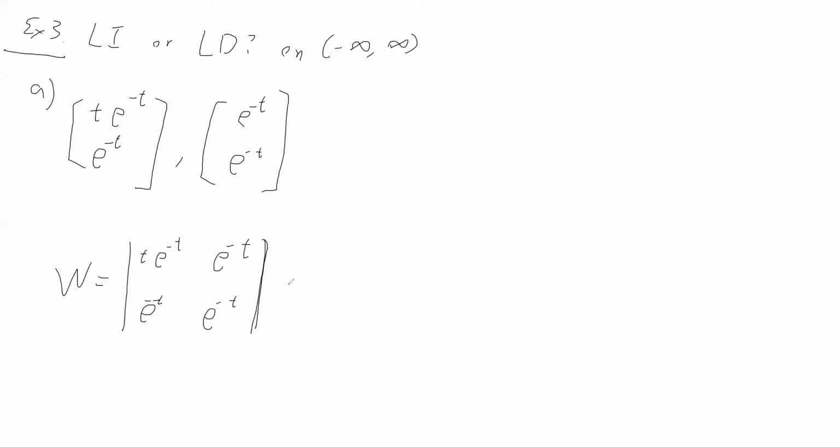Okay, there you go. Multiply that way, subtract that way. So we get t e to the negative 2t minus e to the negative 2t. That is equal to e to the negative 2t times (t minus 1). Here we run into an issue, because this is equal to 0 when t is equal to 1.